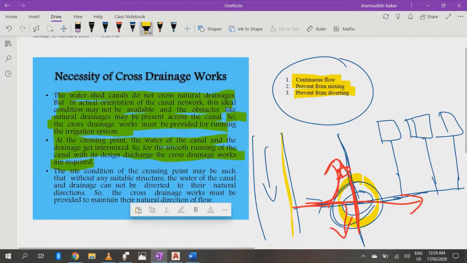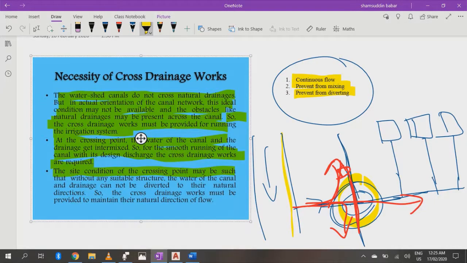The side condition of a crossing point may be such that, without any suitable structure, the water of the canal and drainage may not be diverted to their natural direction. So the cross drainage work must be provided to maintain the natural drainage of flow.